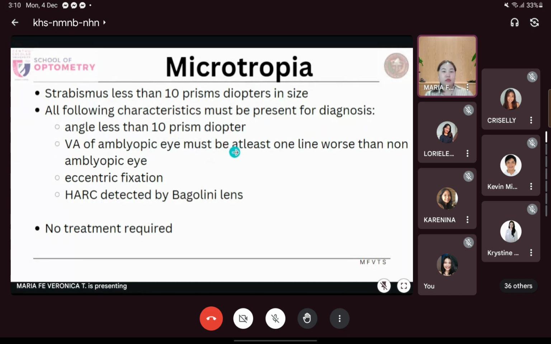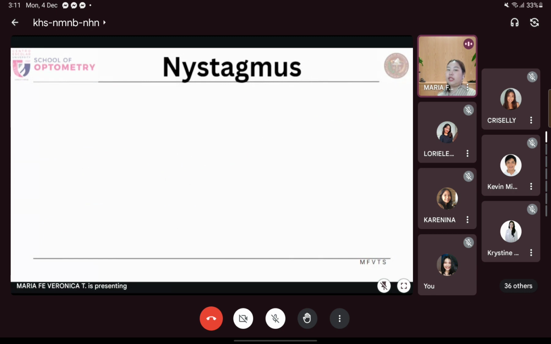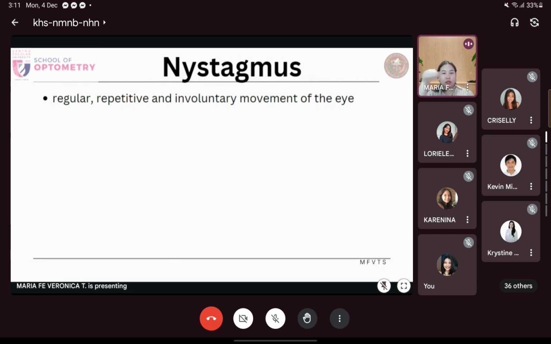appropriately. Next, we have the nystagmus. Nystagmus is the regular, repetitive, and involuntary movement of the eye. This is yung constant movement ng eyes, either right to left or up and down, depende siya direction. Usually, the onset is in the first 6 months of life.